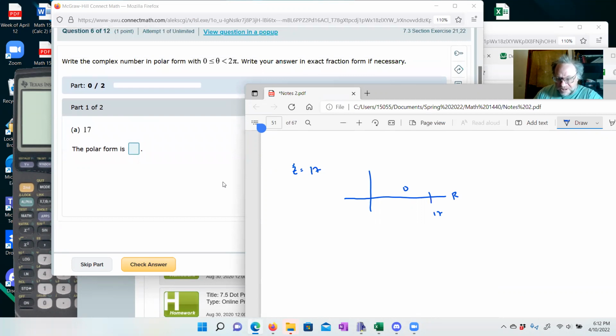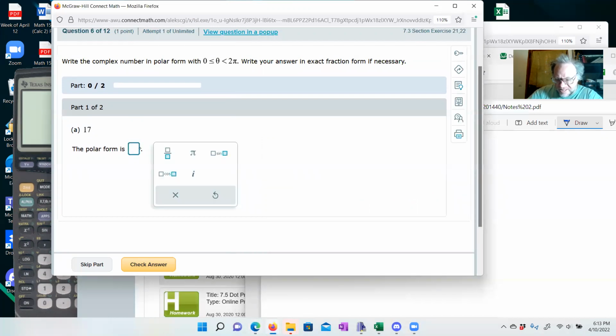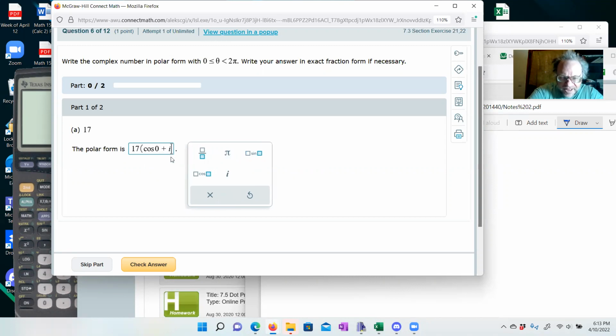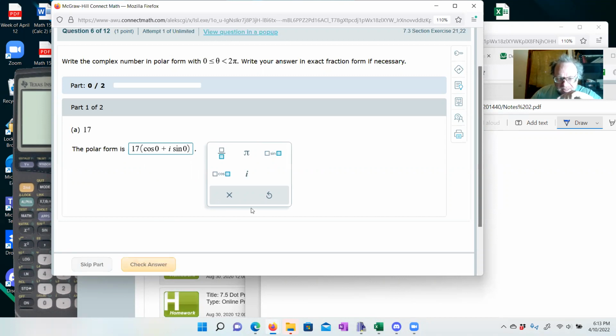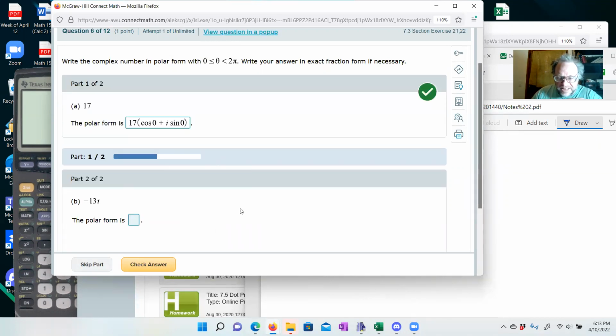But if I always put this in polar form, this is going to be 17 cosine of 0 or 2 pi plus i sine of 0. That would be our polar form here. So this is 17, parentheses, and this is just going to be cosine of 0 plus i sine of 0. I think we're just going to call it a day there. Okay, it took the answer.